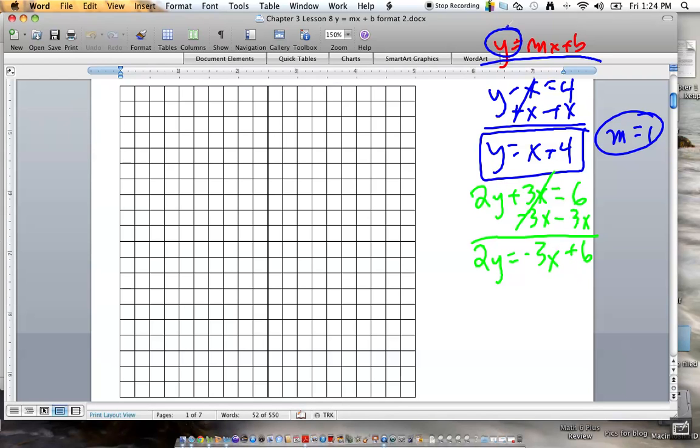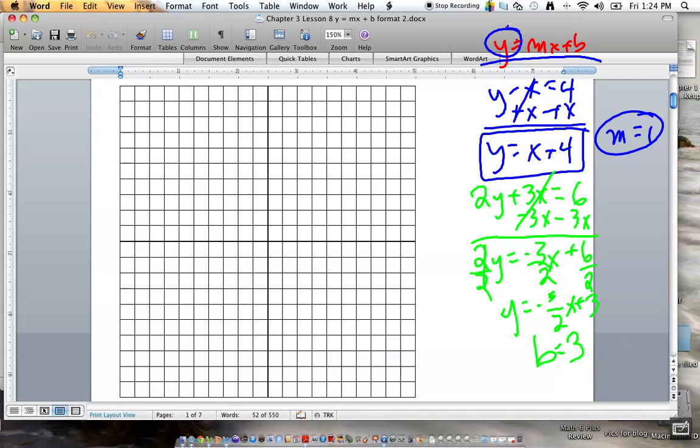No. What does it say? 2y equals. What operation is 2y? Multiplication. What's the opposite of multiplication? Division. So I'm going to divide by 2. And I get y equals -3/2 x plus 6 over 2, which is better known as what? Plus 3. Don't forget the x there. So the answer is that the y-intercept is 3.